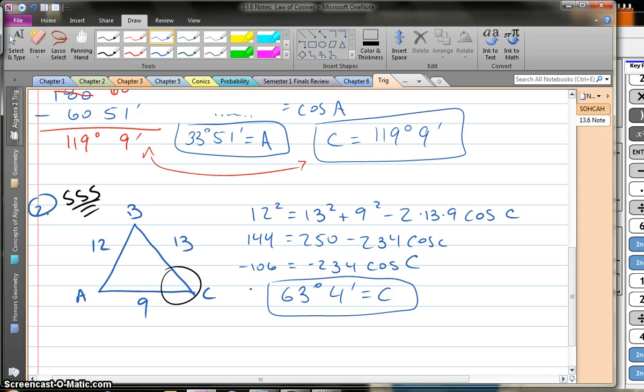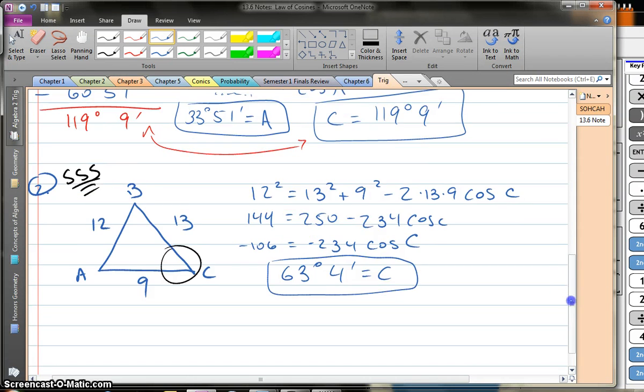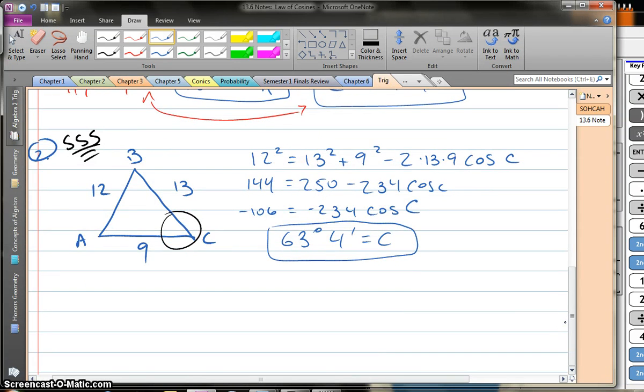Now, side, side, side is a little different than side, angle, side. Remember with side, angle, side, we started by finding the one side, right? And then we found the angle. Well, this time we found the angle. Okay, so now we have to do this whole process again to find another angle, because all I know is C. So let's find, I don't know, angle B.